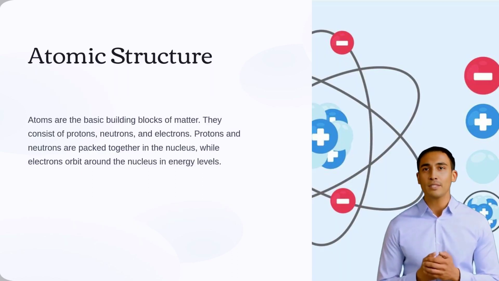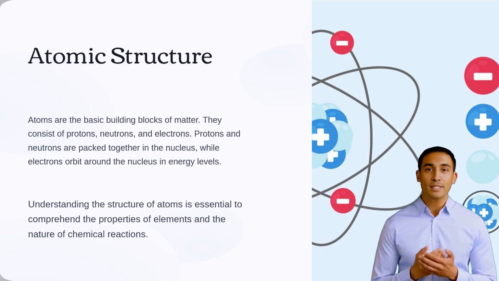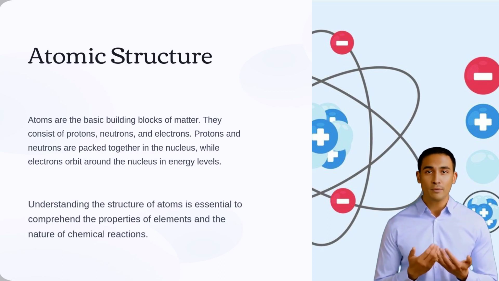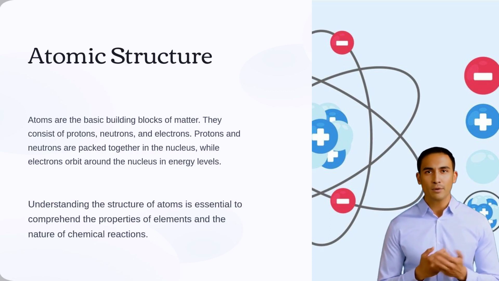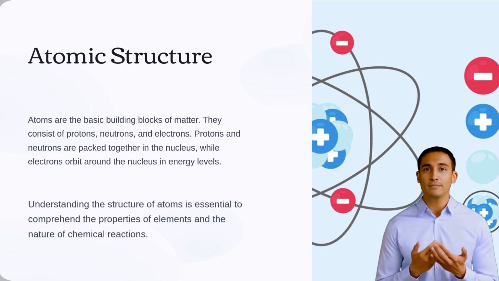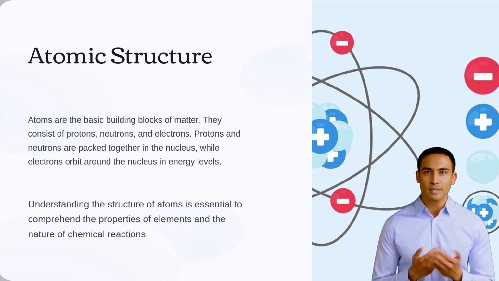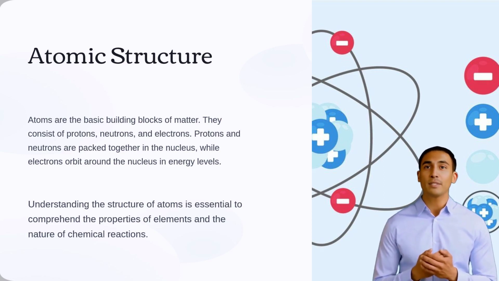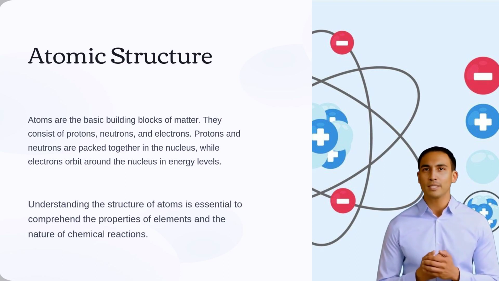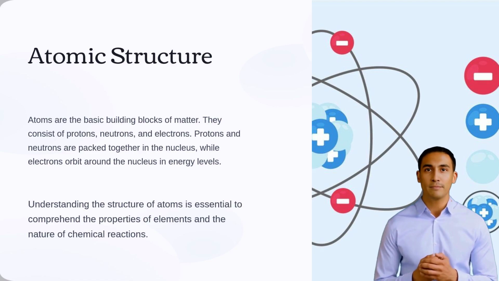Atoms are the foundation of all matter, making an understanding of their structure immensely important. Comprising protons, neutrons, and electrons. Protons and neutrons are situated in the nucleus, whereas electrons orbit in energy levels. This structure helps to comprehend the properties of elements and how they interact in chemical reactions.